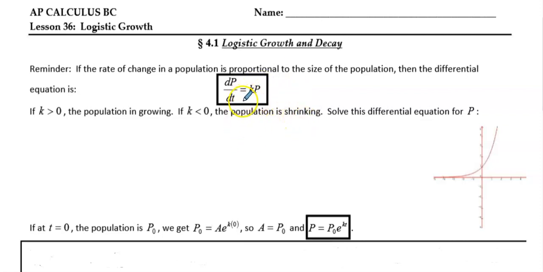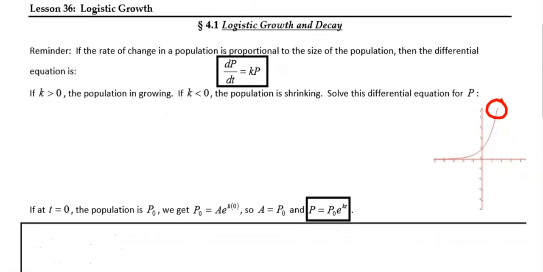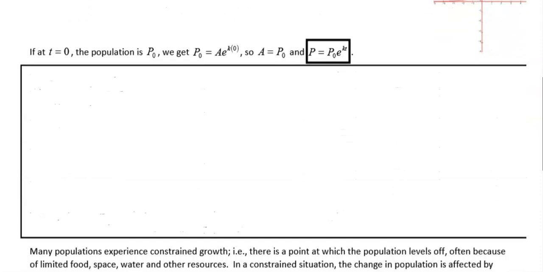And then we separated our variables, solved the equation, and got the function that P is equal to our initial value, which we've called A, times e to the kt. And so this is if we have no bound in our growth. So today, in this lesson on logistic growth, we're going to talk about what happens when we actually have bounds.